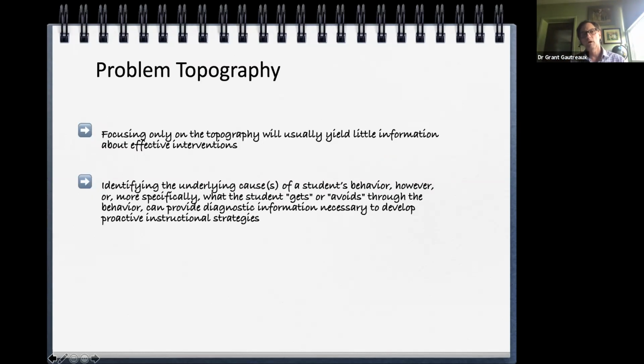So whenever someone is behaving, and it's behavior that gets our attention in all the wrong ways, so to speak, what it looks like is called the topography. I think that you guys are quite aware of that. And what we do find is that what it looks like in and of itself really doesn't give us what we need in order to determine what the most effective interventions are going to be.